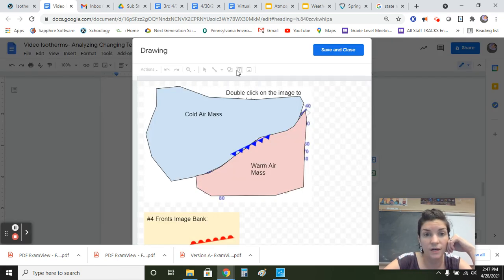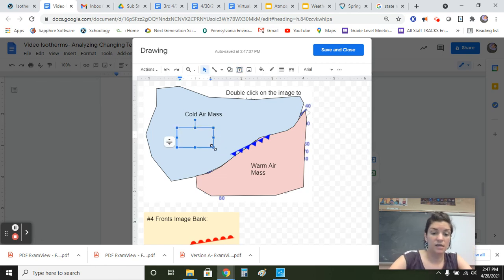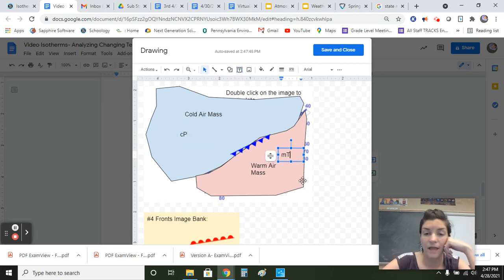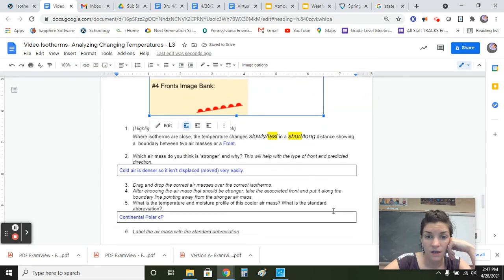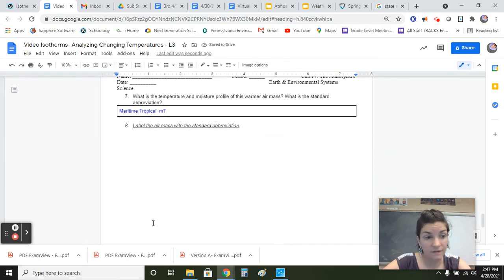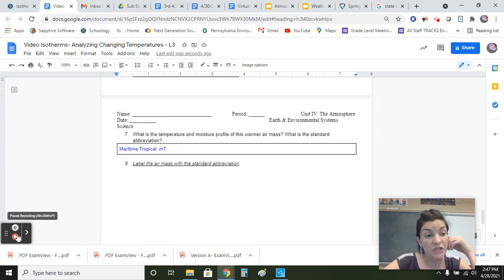Okay, so we're going to go in here, get this cold air mass. This is CP. And then this is MT. All right, let's save and close. And that is the activity. All right, you can go ahead and push submit after you're done. You did it.